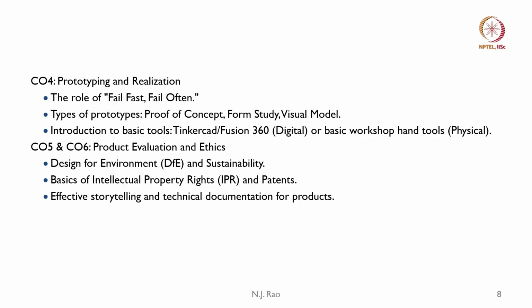Types of prototype: proof of concept, form study, visual model. Okay, and some tools are available depending on what is accessible to you. You can do it in your workshop or get it done outside, or it can be purely digital simulation. Then you go through CO5 and CO6, which is product evaluation and ethics, and design for environment and sustainability, basics of intellectual property rights and patents, effective storytelling and technical documentation for products.